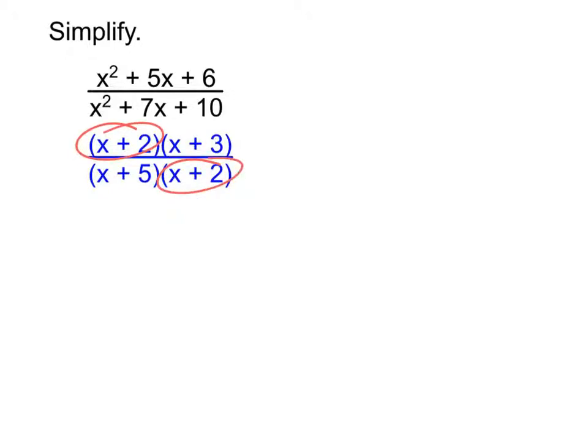Hopefully, you're noticing that x plus 2. That means those are going to cancel out, leaving just the x plus 3 on the top and the x plus 5 on the bottom. That then is our final answer: x plus 3 over x plus 5.